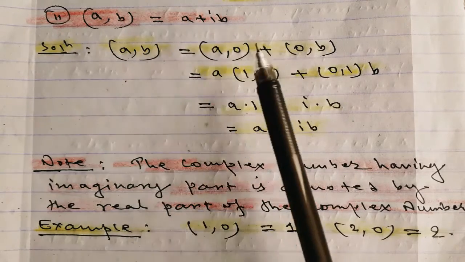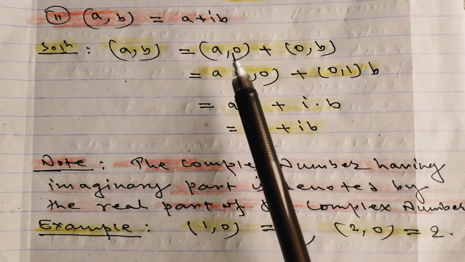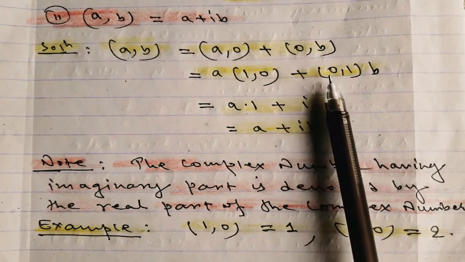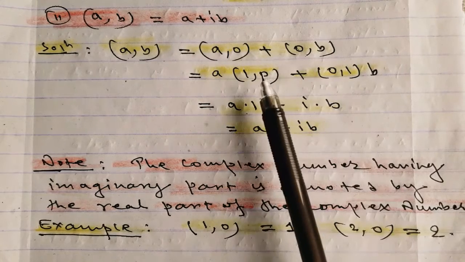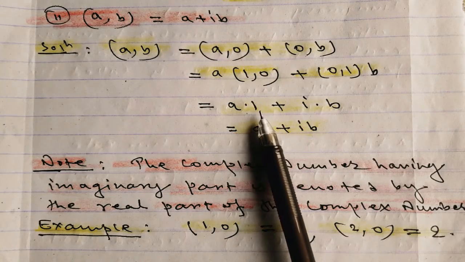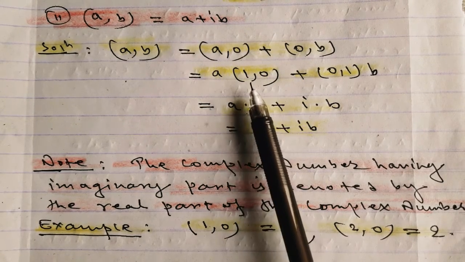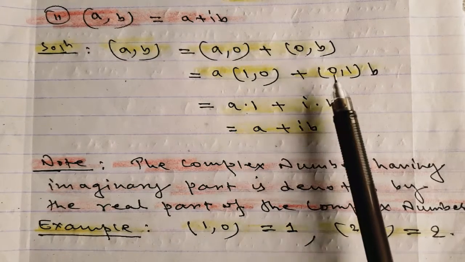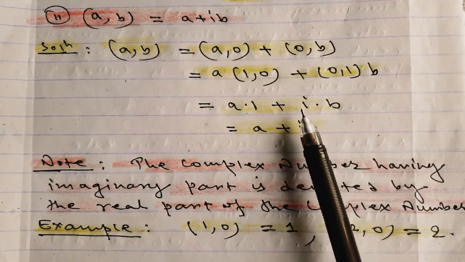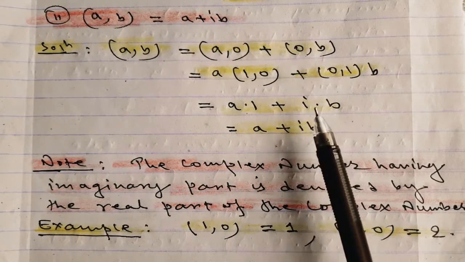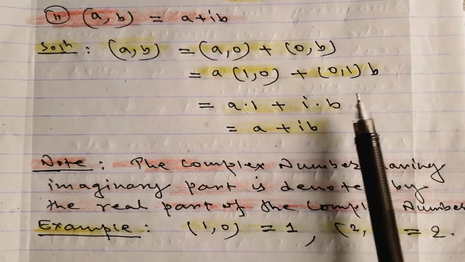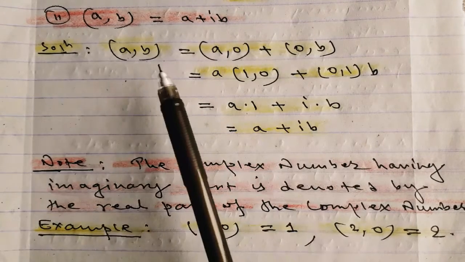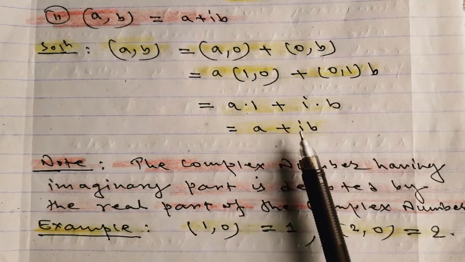So we are breaking it down into two complex numbers. (a, 0) we can write as a times (1, 0), and (0, b) we can write as (0, 1) times b. Now (1, 0) we can write as 1, because the imaginary part is 0, so we can represent it by the real part 1. So we get a into 1. (0, 1), by the definition of the imaginary unit, is the imaginary unit i, so we can represent it by i into b. So a into 1 is a, plus i into b, ib. So (a, b) we can write as a + ib.